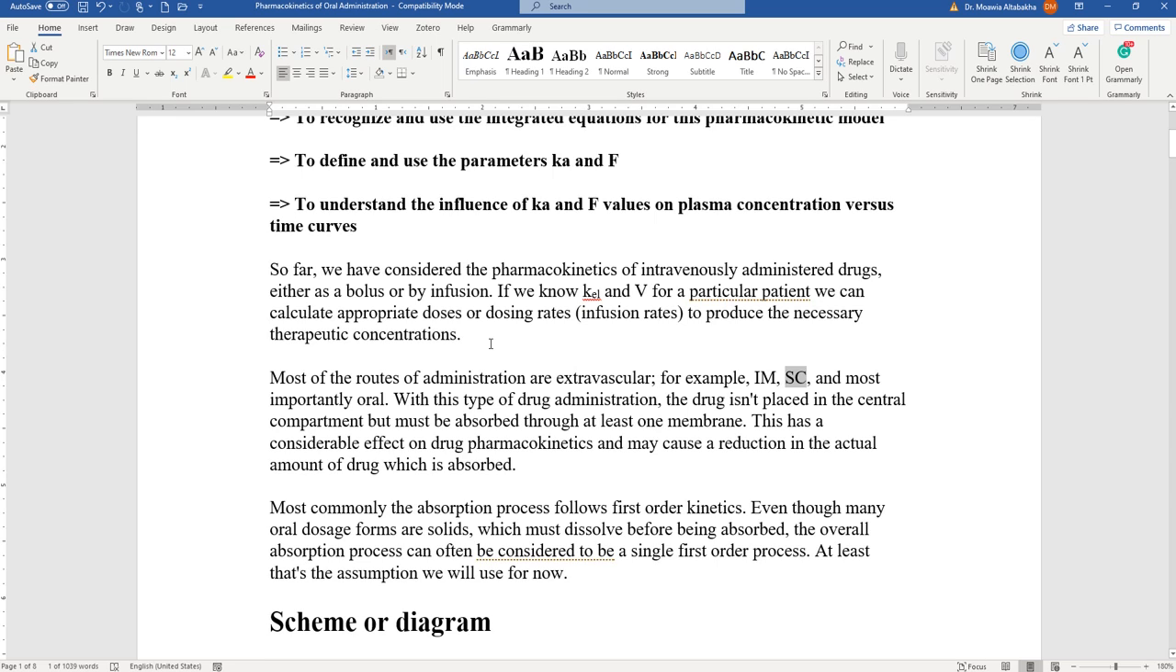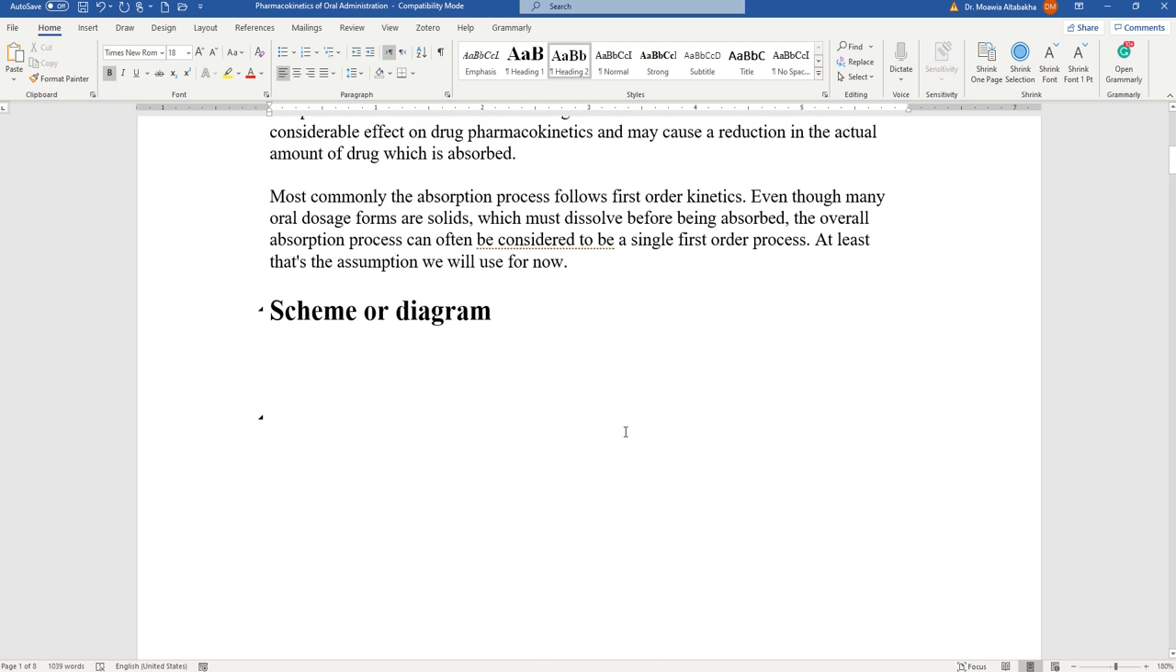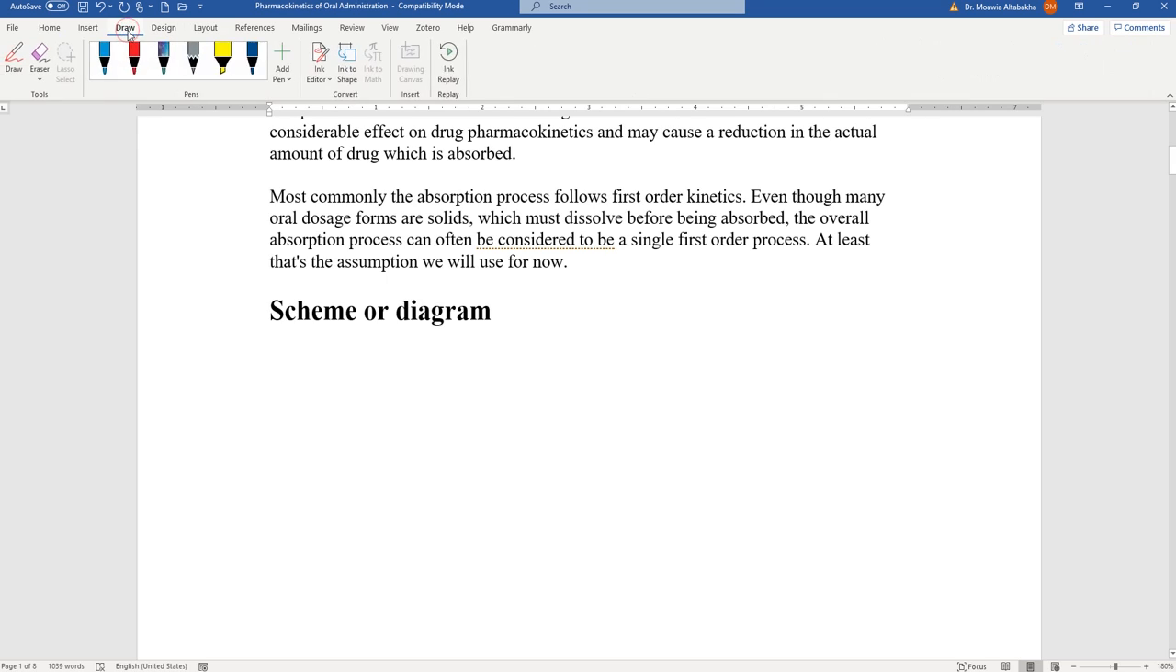Okay, the assumptions, what did we say? What are the assumptions? We have first order absorption and first order elimination. We have one compartment. This is the given information. Now, according to this, we can do our drawing, and that's what I'm going to do right now. Consider the following. I'm going to do the drawing for you, so you get to know the equation after that.